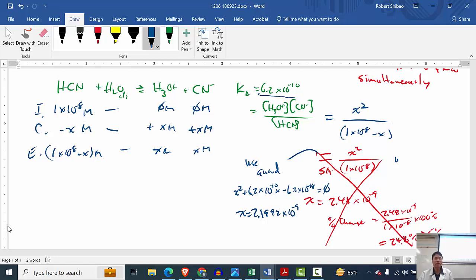All right, let's go ahead and plug that in. So I'm going to make this 10 to the minus 8. So if I make this bigger, 10 to the minus 8 is bigger, I make this smaller. So this is going to be 1 times 10 to the minus 8 minus 0.21992 times 10 to the minus 8. Let's see what that comes out to.